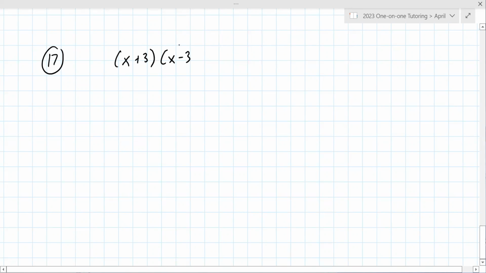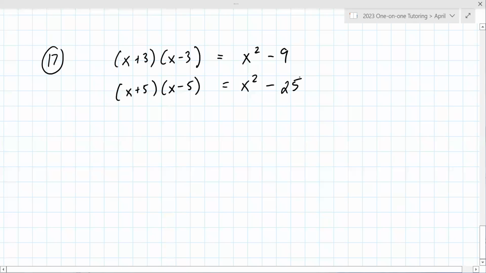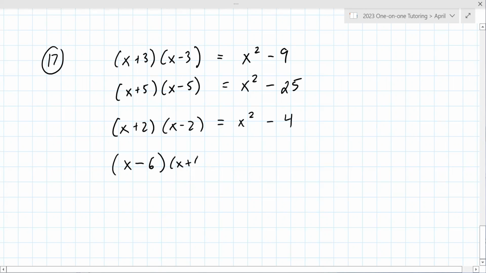So let me show you what we did yesterday again as a reminder. X plus 3, X minus 3 became X squared minus 9. Do you see the pattern there? X plus 5, X minus 5 becomes X squared minus 25. X plus 2, X minus 2 becomes, what do you think here? X squared minus 4. Good. How about X minus 6, X plus 6?